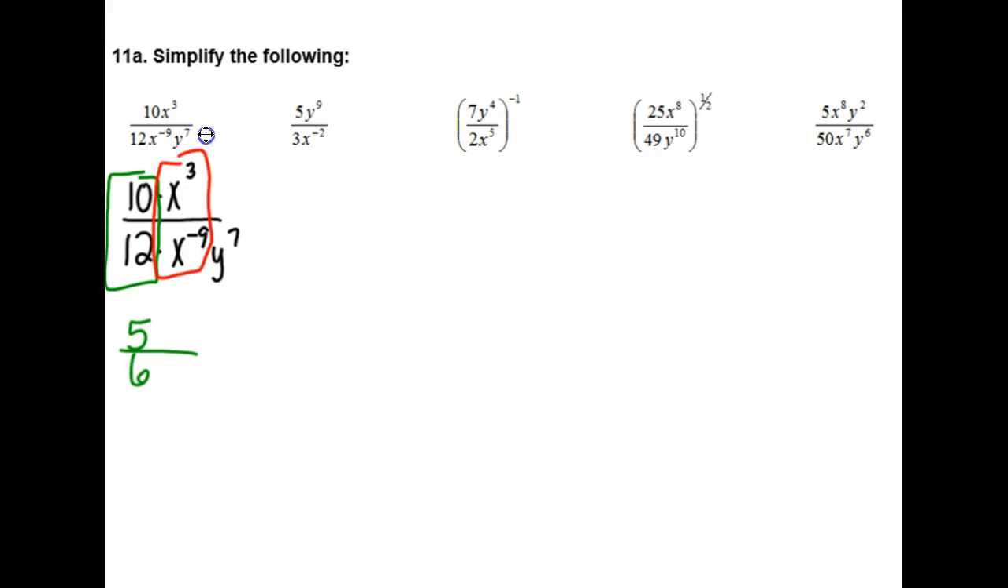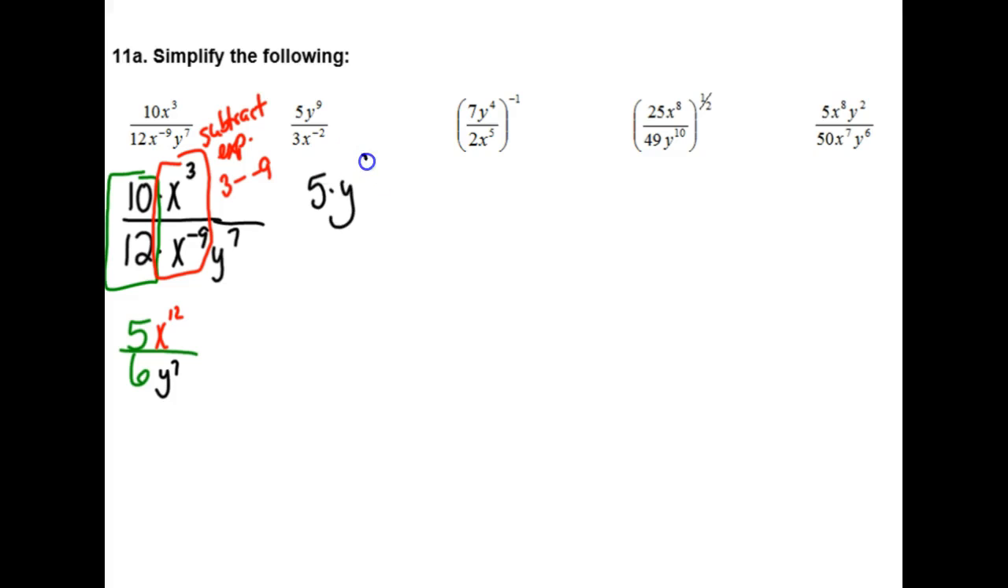Then what I'd like you to do is remember the rule for dividing is you're going to subtract the exponents. So 3 minus negative 9 would be x to the 12th. That answer, whatever it is, positive or negative, always starts at the numerator. And then y to the 7th is in the denominator, and it's going to stay there. So that's that. All right, next question.